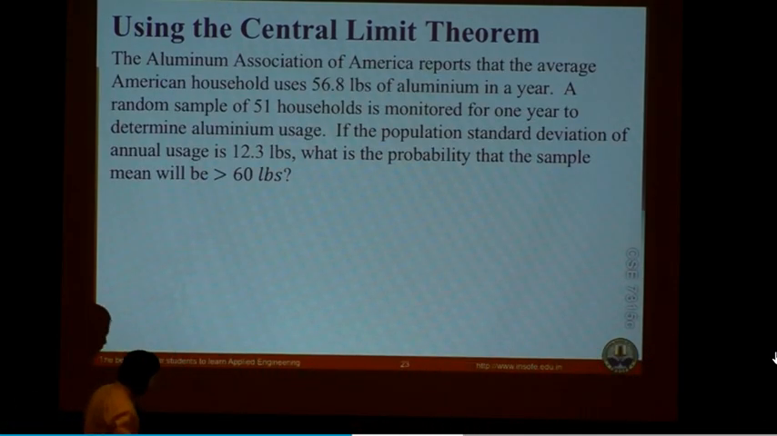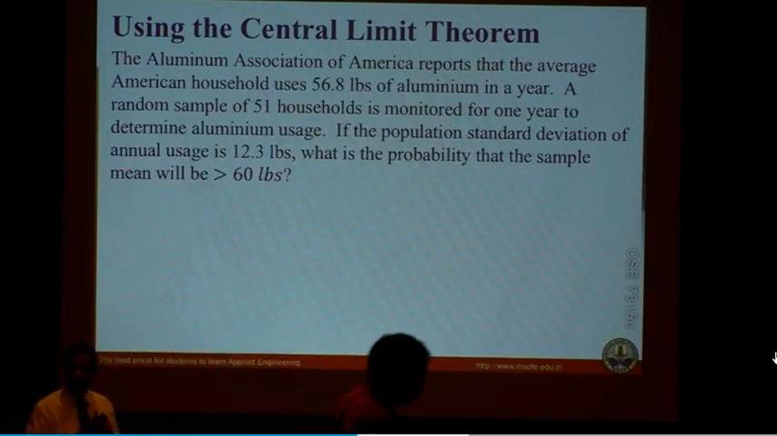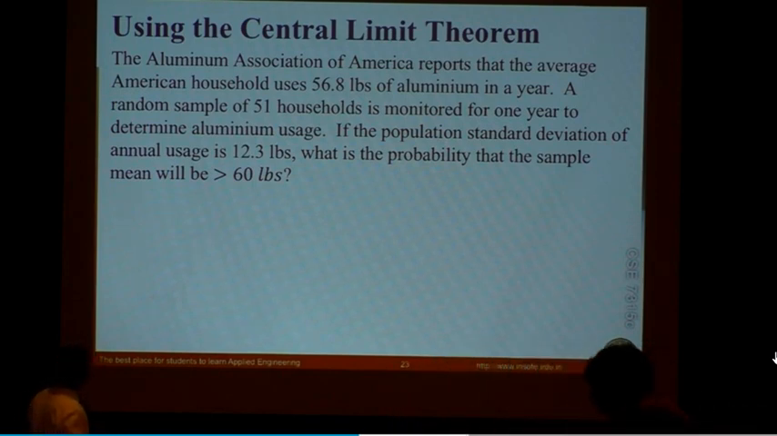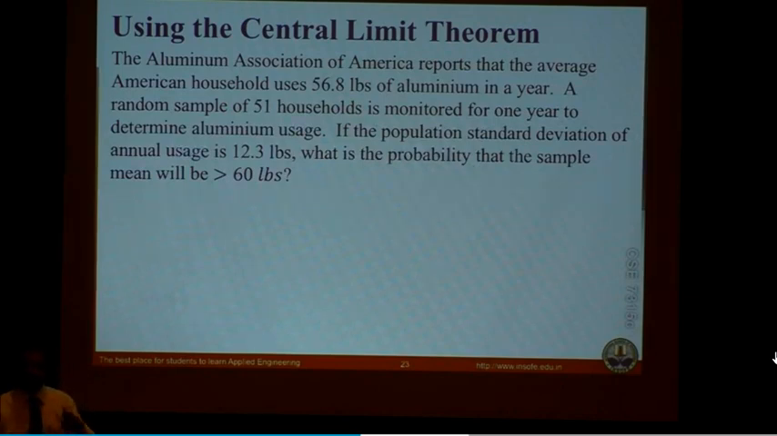Solve another problem. The Aluminum Association of America reports that the average American household uses 56.8 pounds of aluminium in a year. Now, a random sample of 51 households has been taken. Sample size is 51. And for 1 year, they saw how much aluminium was being used by these houses. Let's say the population standard deviation is 12.3. What is the probability that the sample mean will be more than 60 pounds?